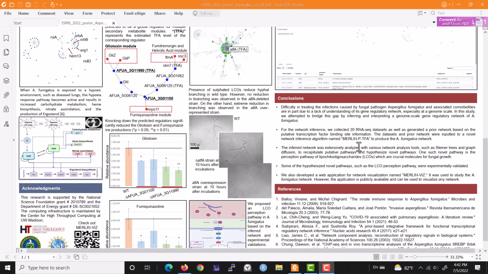So in summary, we inferred a genome scale gene regulatory network of Aspergillus fumigatus, and we analyzed it to come up with some biological hypotheses, novel regulators and novel pathways, and we also experimentally validated some of them.